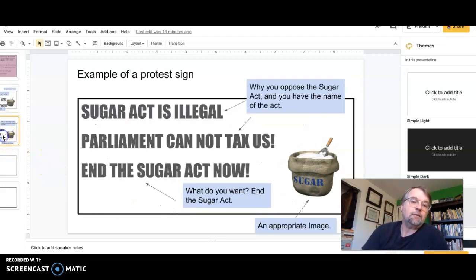And then here's another example using the Sugar Act. "Sugar Act is illegal. Parliament cannot tax this." So why do you oppose the Sugar Act? You have the name of the Sugar Act here. You oppose it because it's illegal. You can't tax us, okay? Parliament, you're not representing us, so you can't tax us. And then what do you want? You want the end of the Sugar Act now. So there it is, and then an appropriate picture. So there's a rundown very quickly of how this assignment will go.